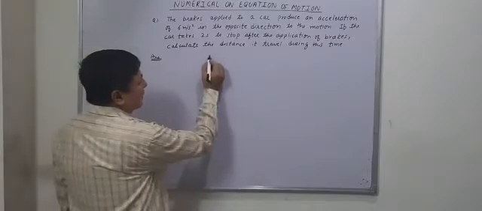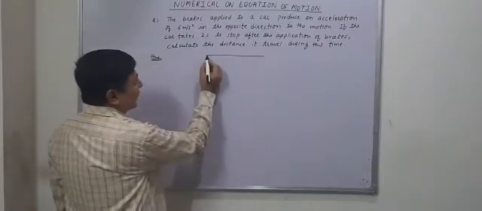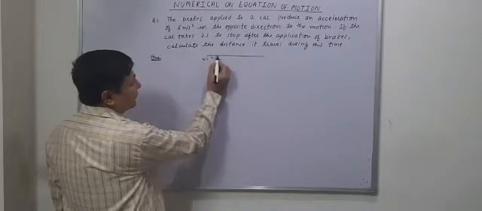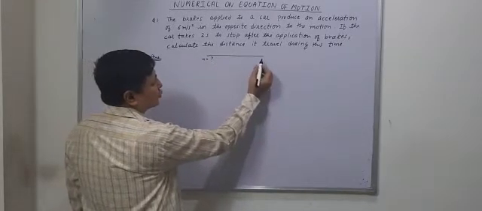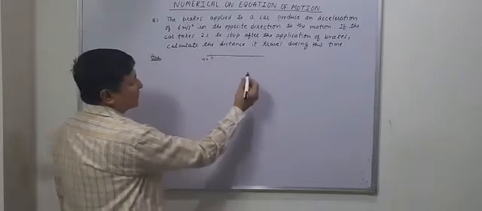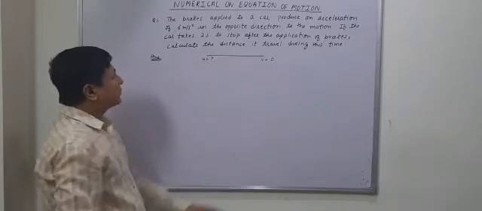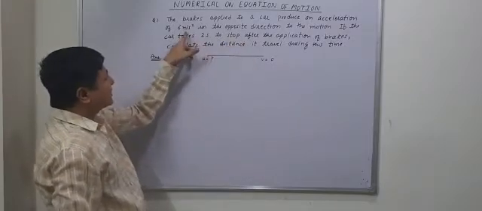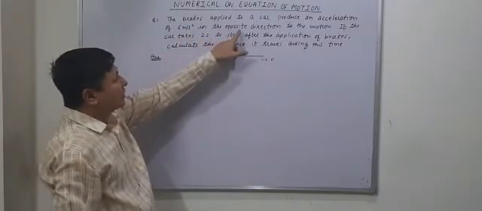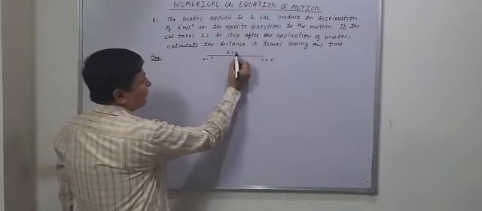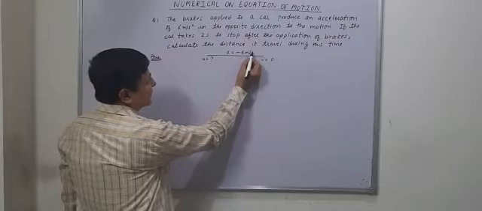Now there is a car which is moving and initial velocity U is not given, and the brakes are applied and it comes to rest. When it comes to rest, that means the final velocity will become 0. And in the question it is given the acceleration is 6 meter per second square in the opposite direction to the motion. So acceleration will become minus 6 meter per second square.